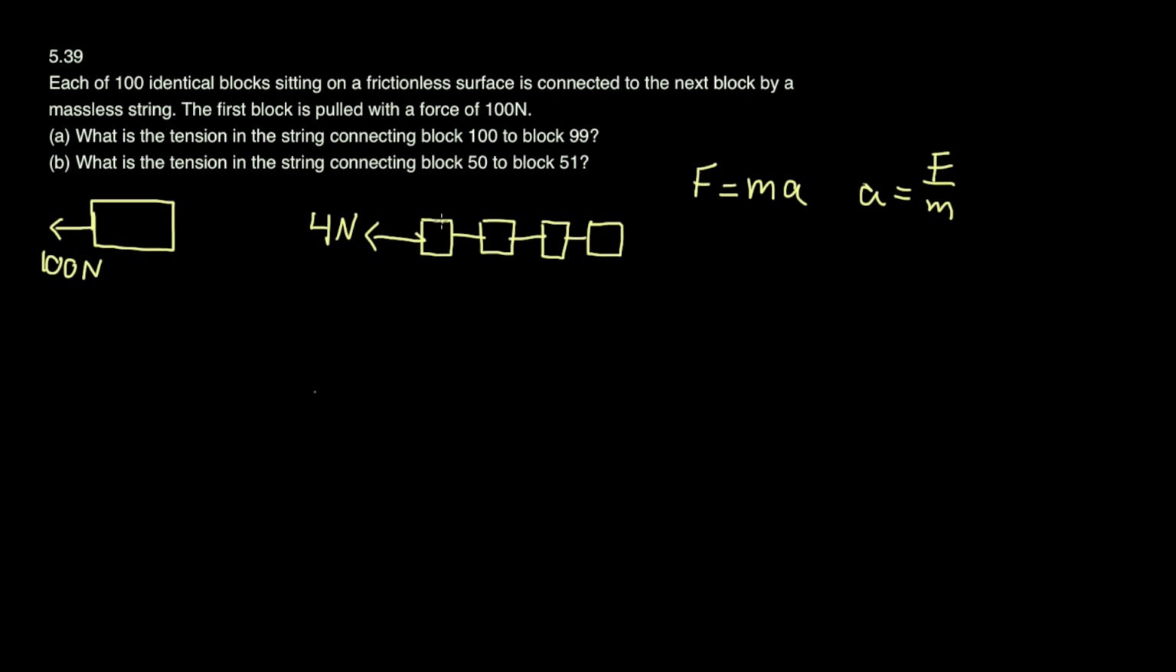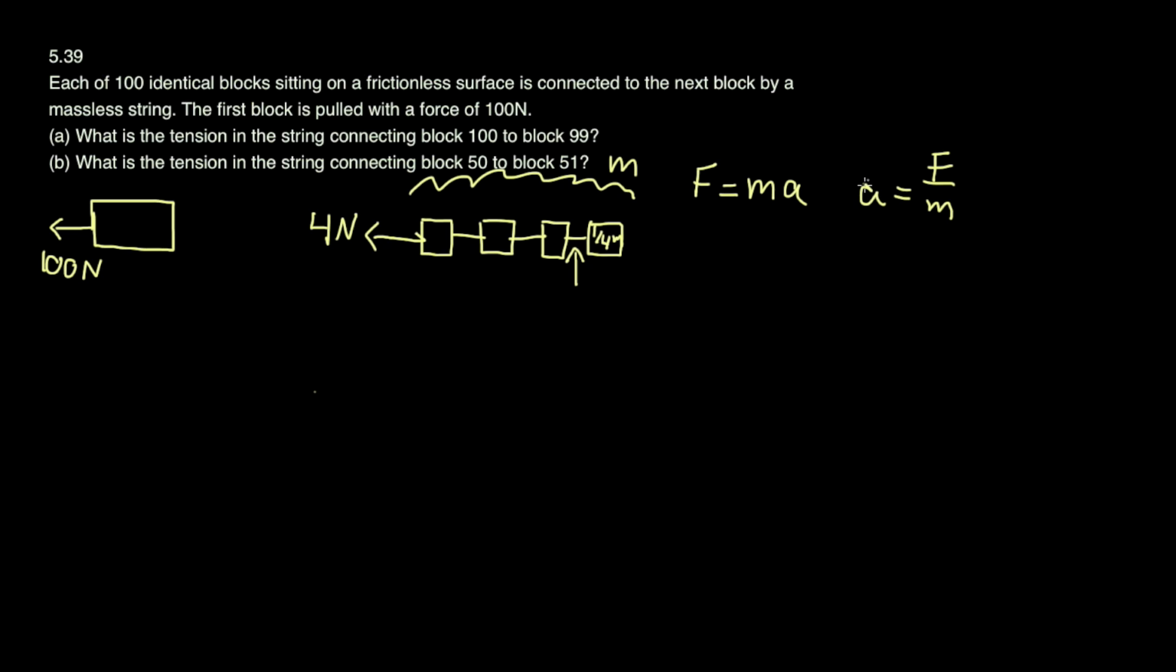To accelerate these 4 blocks, we have to use 4 newtons. So the acceleration is 4 newtons over the total mass of the system. But now let's say we just want to know the tension in this part of the string, between the last block and the next to last block. If the whole system has a mass of m, that means each block has 1/4 of the mass of the entire system.